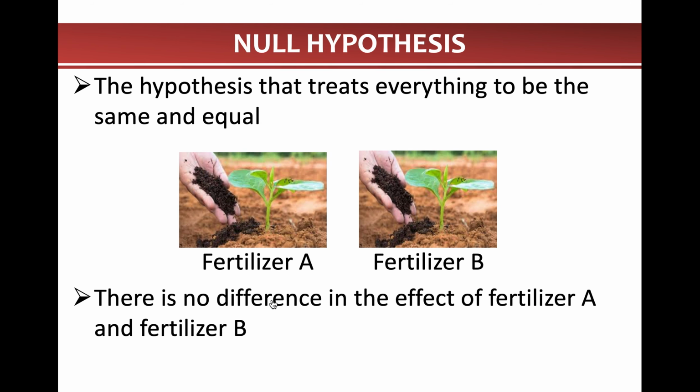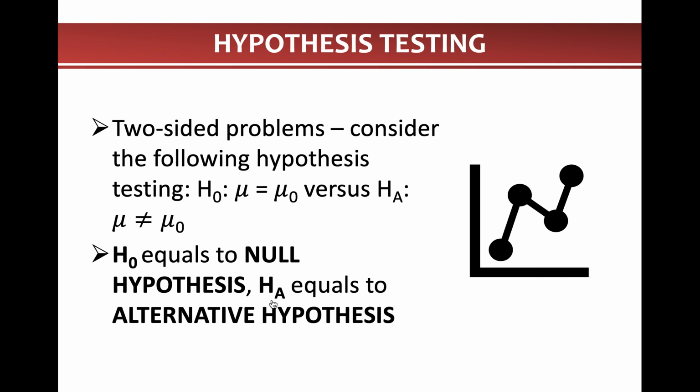Okay, so in this case, we can see that the hypothesis that treats everything to be same and equal is the null hypothesis, whereby there is no difference in the effect of fertilizer A and fertilizer B. And if we go on a two-sided problem, consider the following hypothesis testing: H null, mu equals mu null, versus H alternative, which means that mu is not the same as mu null, where H null equals the null hypothesis and HA equals the alternative hypothesis.